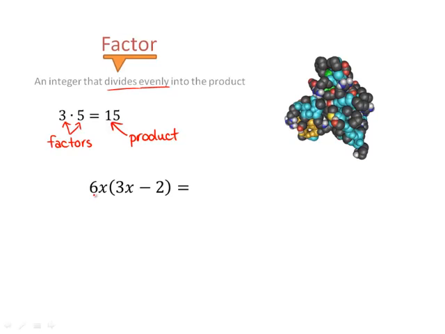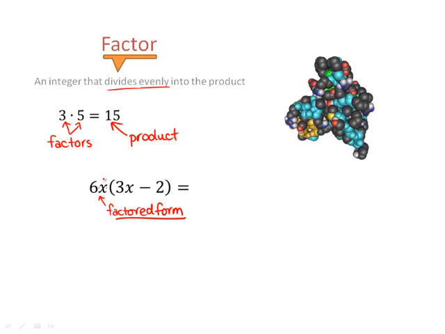Let's take a look at the following. Here we've got 6x times (3x minus 2). So here we've got factors 6 times x times (3x minus 2), and this is actually called factored form because it's all broken down into the bits and pieces all multiplied together. One way to notice that it's in factored form is to note that any pluses or minuses are contained within brackets.